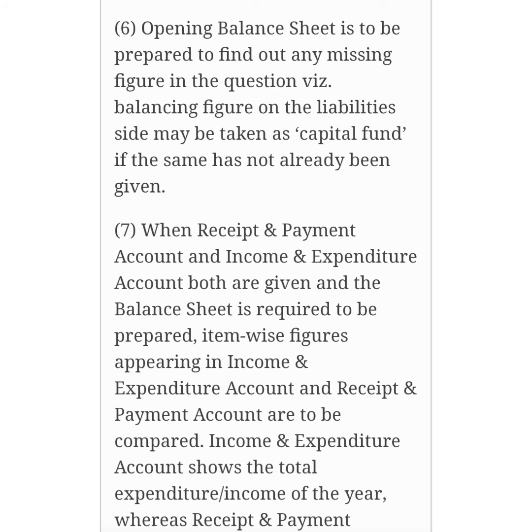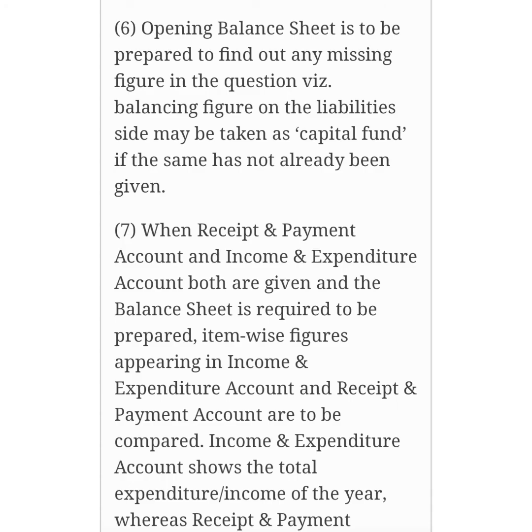Next guideline issued for preparation of income and expenditure account is that the opening balance sheet is to be prepared to find out any missing figure in the question. Namely, the balancing figure on the liability side may be taken as capital fund if the same has not been already given. The next accounting treatment is, when the receipts and payments account and income and expenditure account both are given and the balance sheet is required to be prepared, item-wise figures appearing in the income and expenditure account and receipts and payments are to be compared.